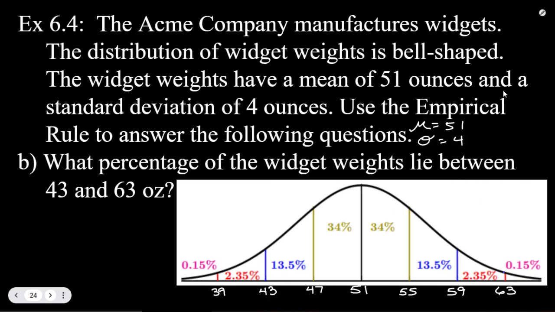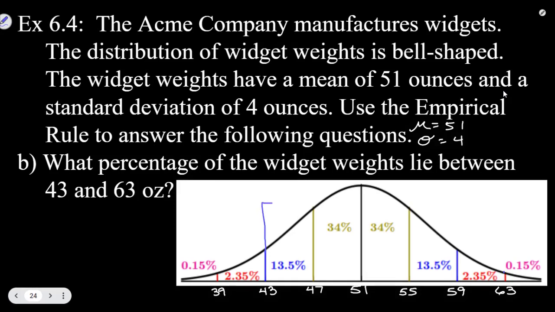For part B, we're back to our picture again, and the question is asking what percentage of the widget weights lie between 43 and 63 ounces. So here's our 43, here's our 63, and how could we figure out the percentage of widget weights that lie between those two? Well, there's a couple ways to do this, and I know when we had the class session last time, we had a couple different ways. I'm going to go with this one.